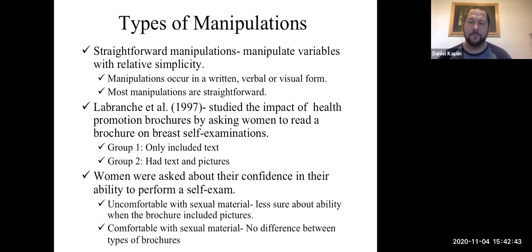And they asked people in one of these two groups, or both of these groups, pardon me, to rate their level of confidence. That's your dependent variable. And what was fascinating was that one's personal comfort with sexual material, and this wasn't overly graphic, it was just showing how to test for lumps in the breast. They found that people who were uncomfortable with sexual material tended to rate themselves as less competent when the brochure included pictures. That's counterintuitive. Versus people who were comfortable with sexual content in general, they didn't have a difference whether it was text only or text plus pictures, which is quite fascinating.